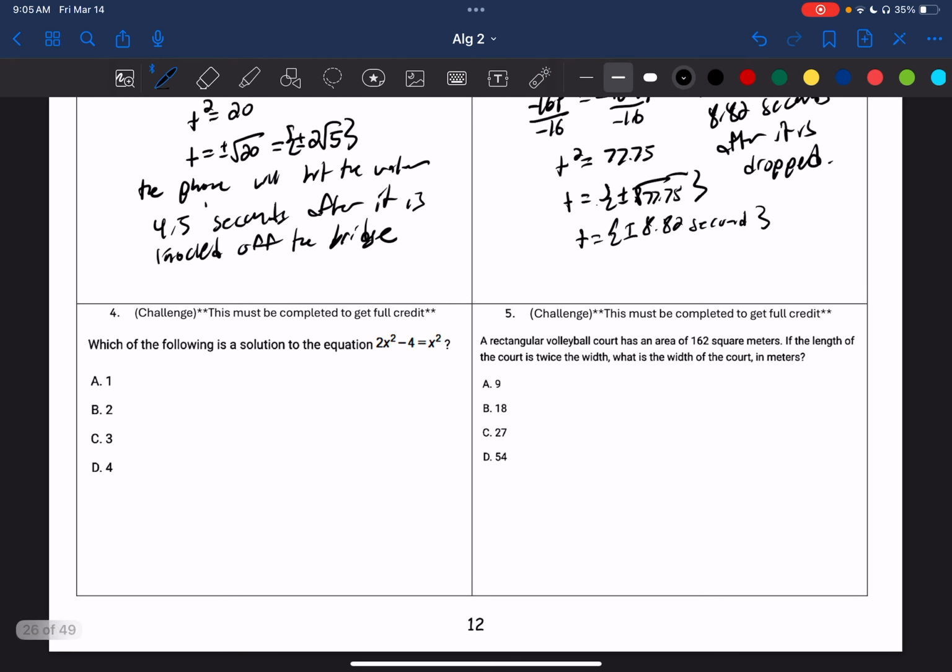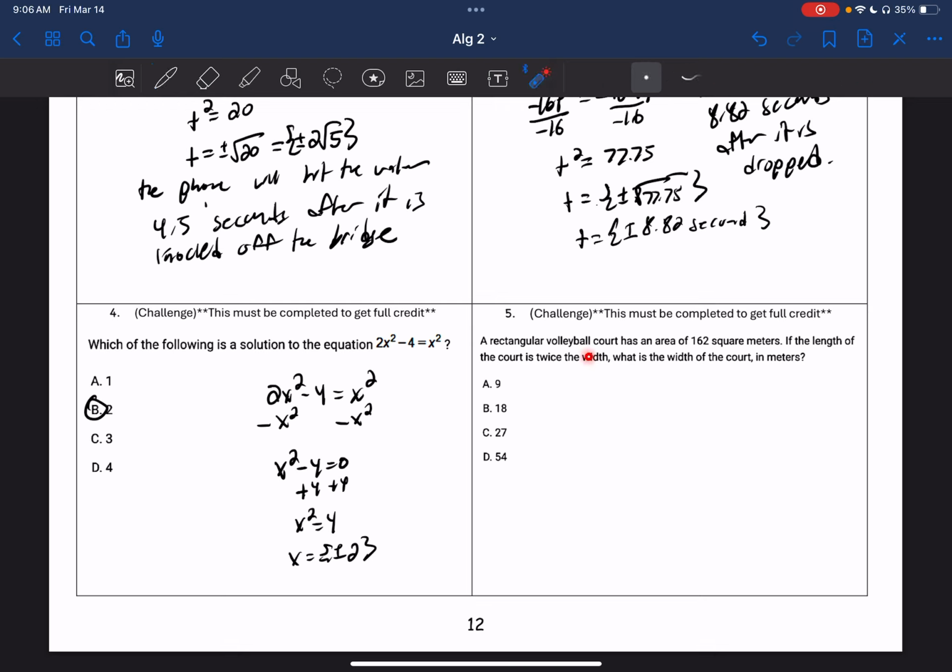Okay. Which of the following is a solution to the equation 2x squared minus 4 is equal to x squared? Well, the first thing I see here is we have an x squared here and we have an x squared here. So there's nothing stopping us from combining like terms. So I'm going to subtract x squared from this side and subtract x squared from this side. 2x squared minus x squared will give me x squared. That would be x squared minus 4 is equal to 0, because these two would cancel out. Next, we can add 4 to both sides, and we get x squared is equal to 4, which means x is equal to plus or minus 2. I see 2 there, and I'm going to select that as the answer.